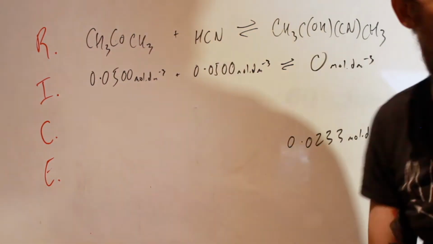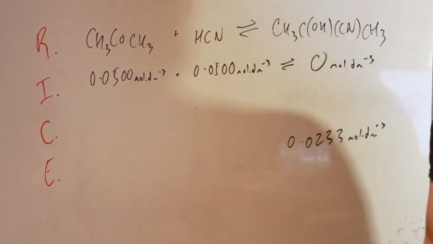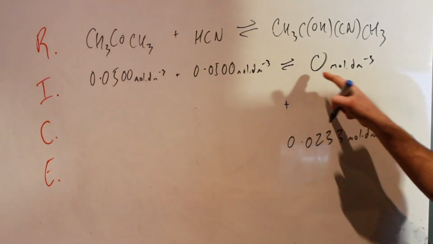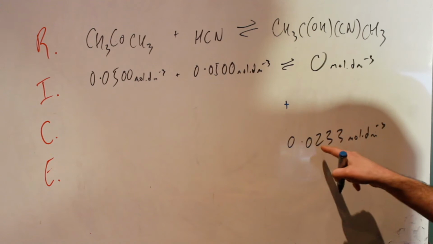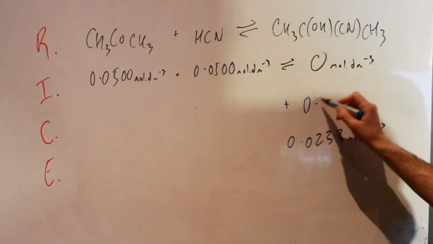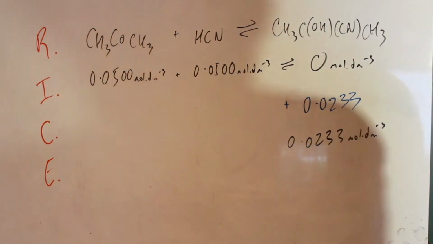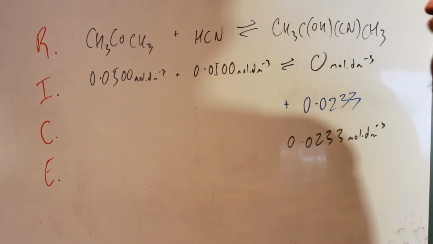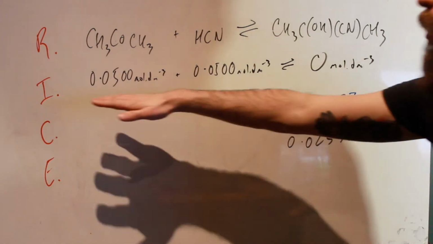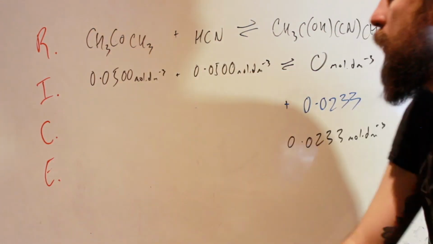But we don't know the concentration of the reactants, do we? So that's why we're doing this RICE table. So let's put the change in. The change in the concentration of my product is this one here. This is going from 0 to 0.0233 moles per decimeter cubed. So my change is 0.0233, like that. Now, we can use the stoichiometric relationship to determine what the change of the reactants is going to be to get the equilibrium concentrations.